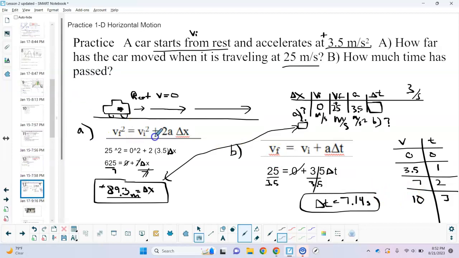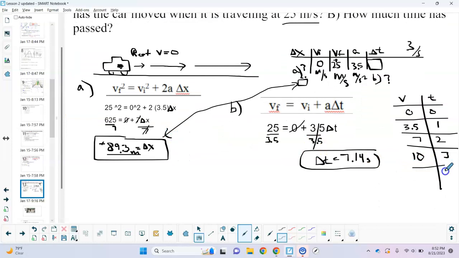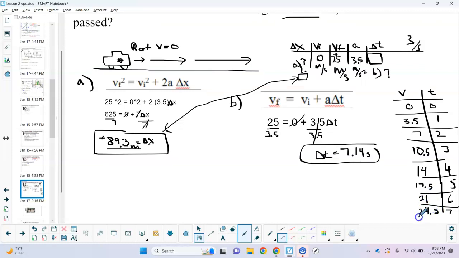So if we doubled that, and we did 4, 5, 6, oh, sorry, 10.5. Finally 7. So if I had 3.5, that's 14. 17.5. At 6 seconds, I'm at 21. At 7 seconds, I'd be 24.5. So we know it's just slightly after that is kind of when the 25 meters per second would occur.